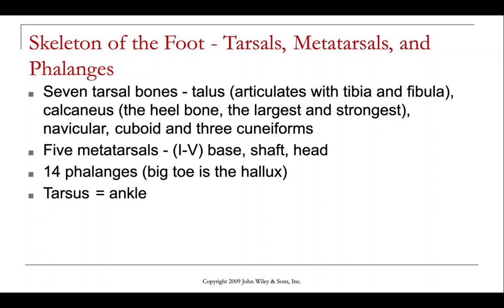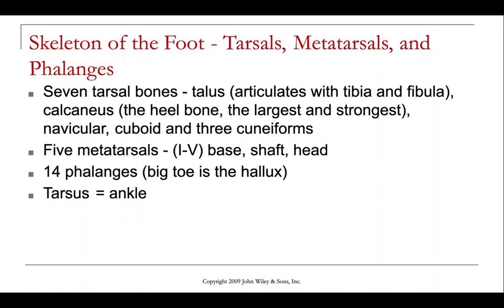So looking at the foot, there are 7 tarsal bones. The talus is going to be what articulates with the tibia and fibula. The calcaneus is the heel bone. It's the largest and the strongest. And then you've got the navicular, the cuboid, and 3 cuneiforms.